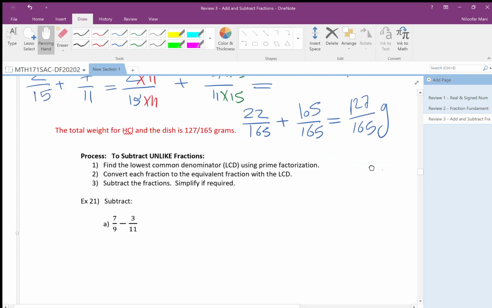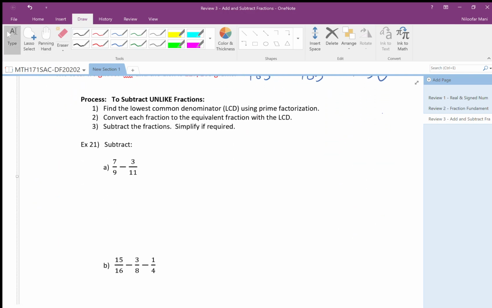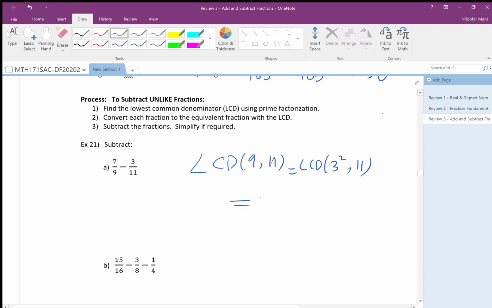How about subtraction? Subtraction is the same. I have to find the least common denominator and I have to do the same thing. Okay, what is the least common denominator between 9 and 11? For 9 it is 3 squared, for this it is 11, which is 99.